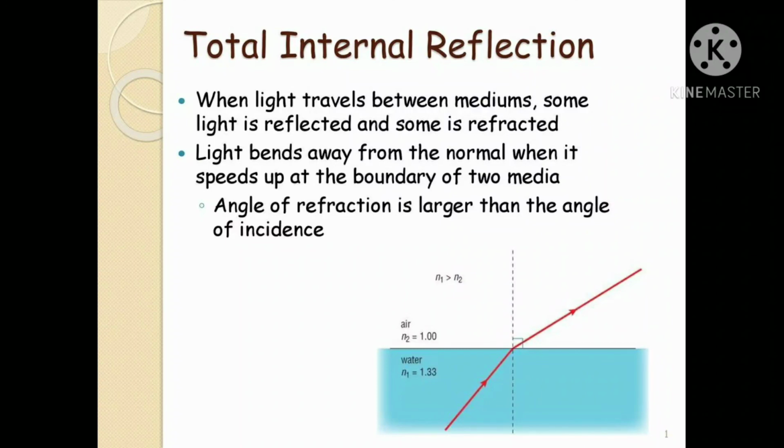Some examples of total internal reflection are the twinkling of stars, the shining nature of the diamond, which is due to total internal reflection, and the formation of a mirage in the desert, etc.